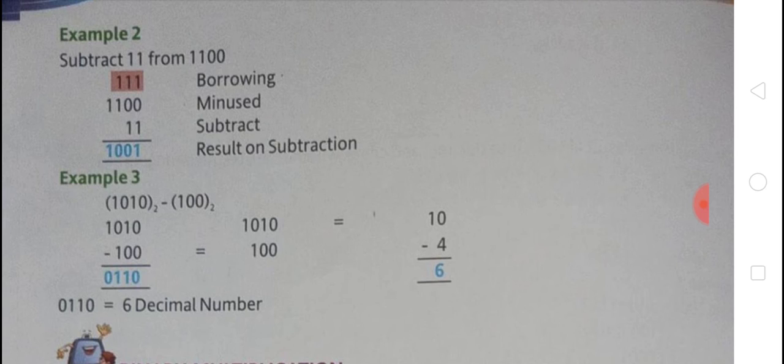Subtract 11 from 100. As you know, the binary number of 7 is 111 and the binary number of 12 is 1100. 111 and 1100. Then subtract. 0 1, that 0 1, what is coming? 1001.